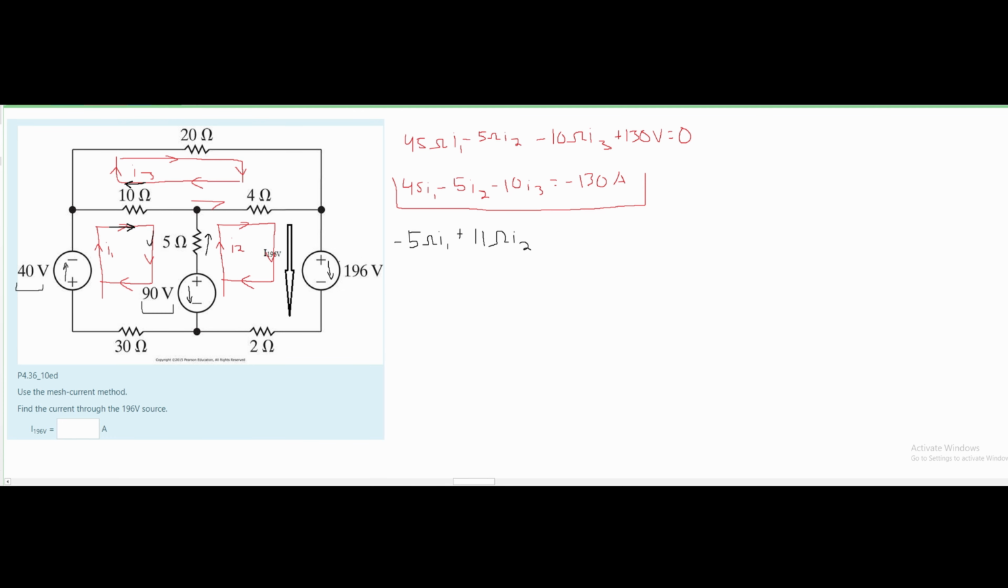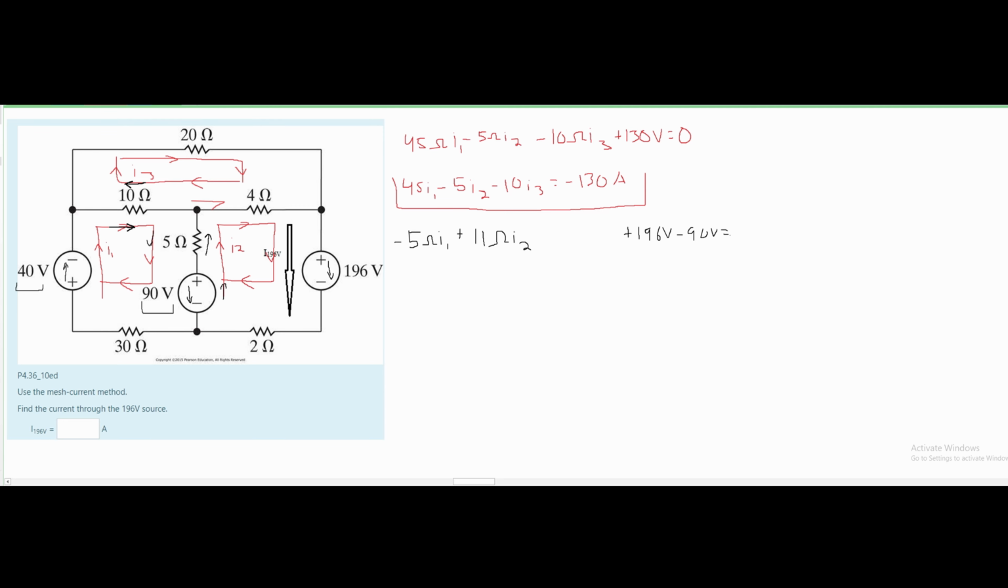Now we're going to look at our voltages. The 196 voltage is going in the same way, so we'll have a plus 196 volts. Our 90 volts is going in the opposite direction. Remember, our current is going up like this, and our volts are going down like this. So we're going to have a minus 90 volts.